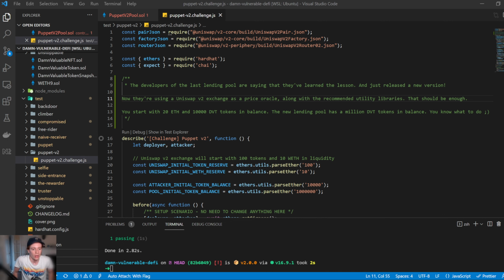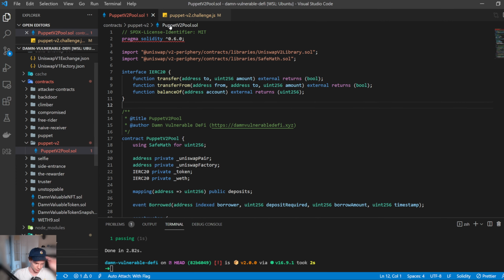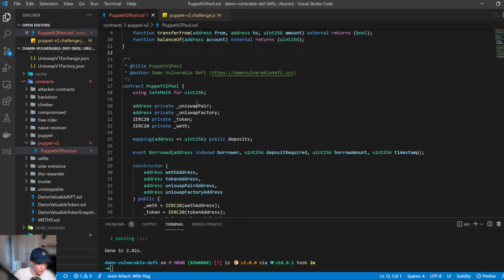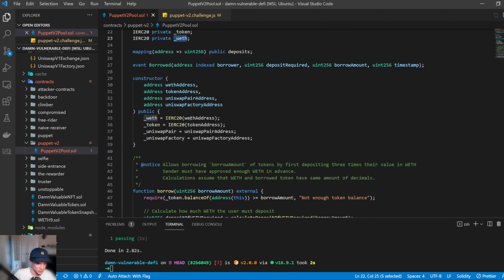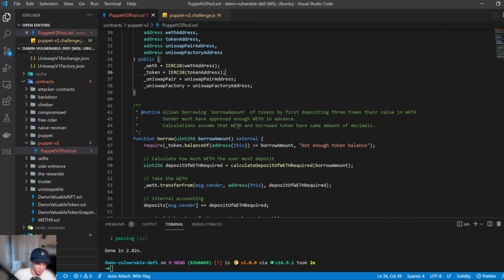So let's take a look at this. Puppet V2 pool. Let's have a look. It's doing some funky stuff here. Uniswap pair, Uniswap factory. We have the token WETH. There's an address mapping to track everyone's deposits. The constructor, which sets everything up.